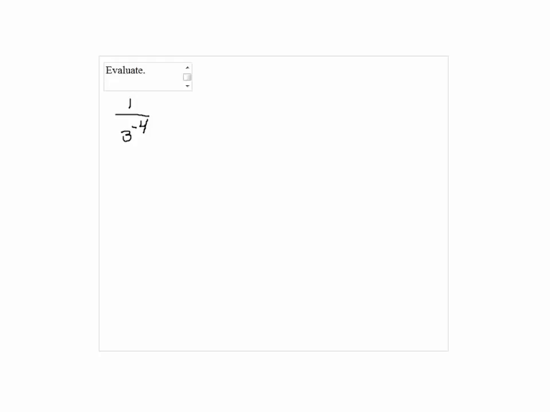Evaluate 1 over 3 to the power of -4. Recall, a to the power of -n is equal to 1 over a to the power of +n. Or if you have 1 over b to the power of -n, it's the same as b to the power of +n over 1. So in this case, to make this positive, we can write this as 3 to the power of +4 over 1.